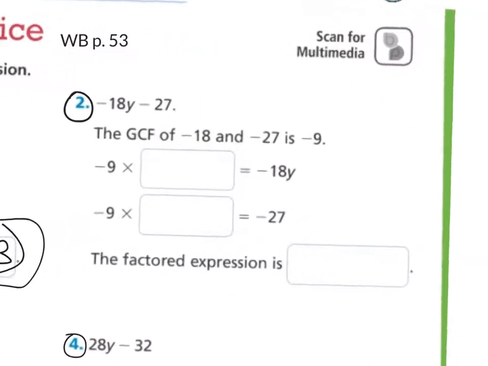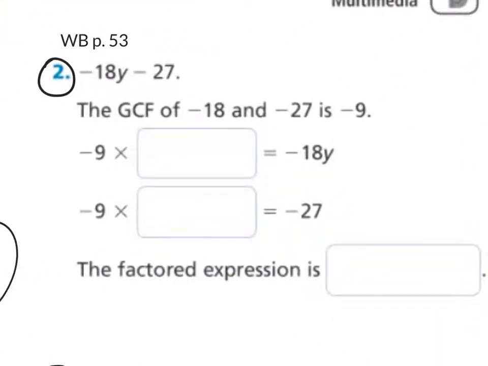So number 2 is a similar idea. Notice our first term has a negative number in front of it, so we want to factor a negative out this time probably. With 18 and 27, those both have a 9 in common, so we're going to factor out a negative 9. Negative 9 times what to get 18y? Well, negative 9 times 2 would be negative 18, and then we need a y on that.